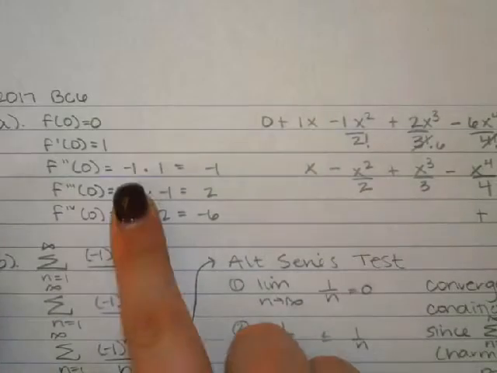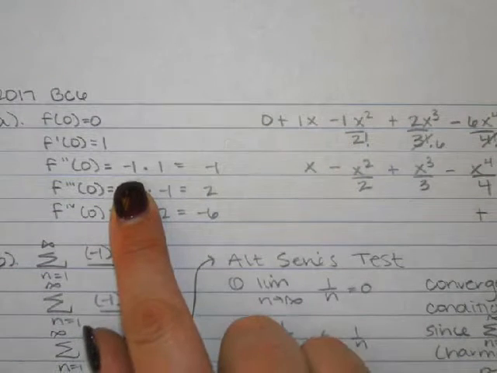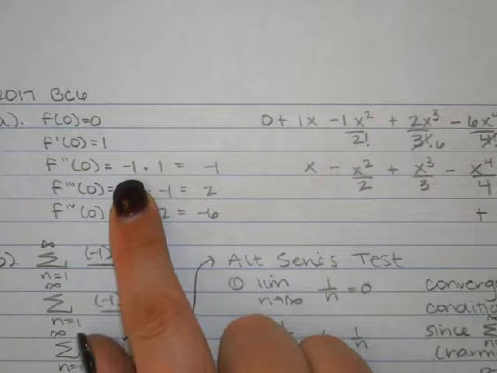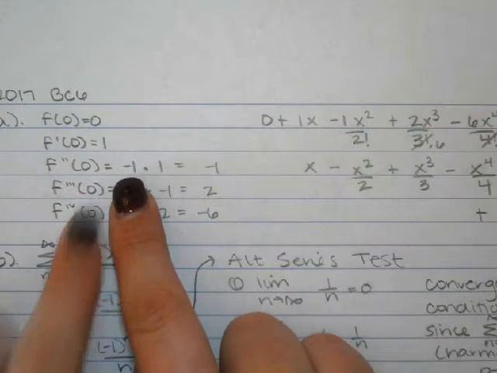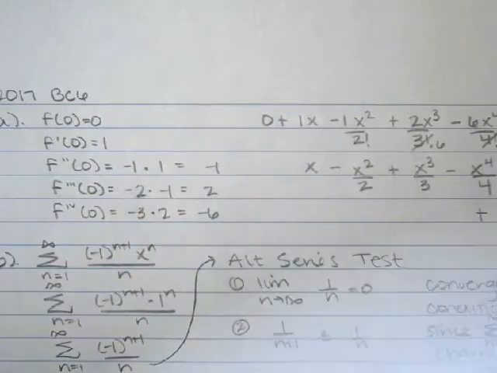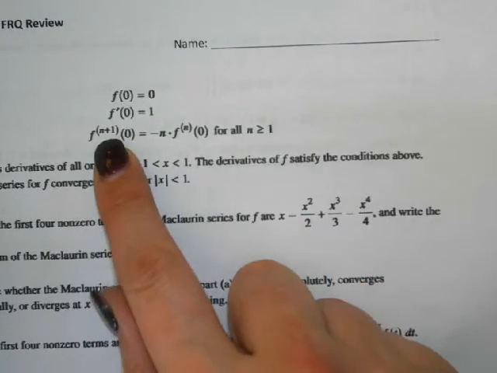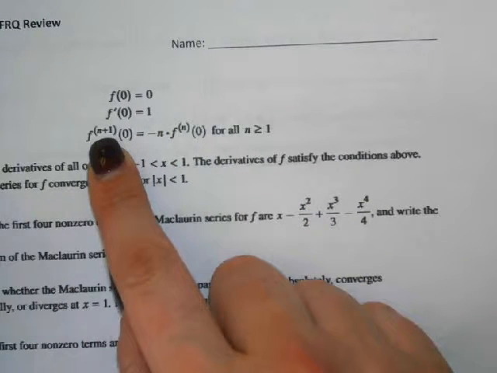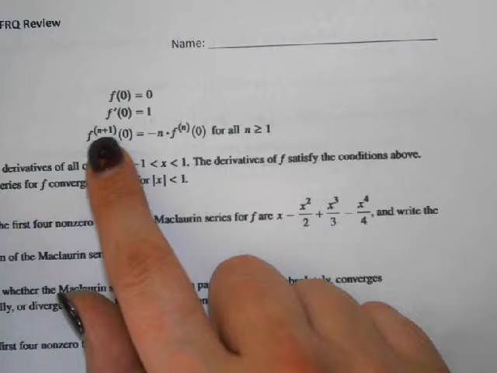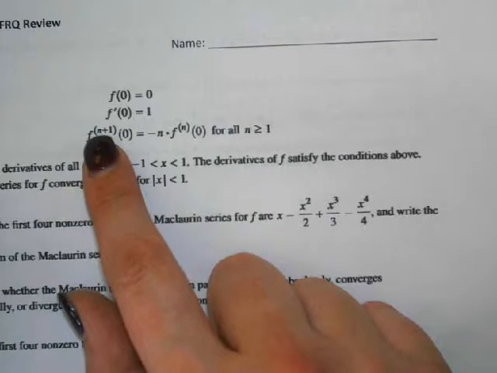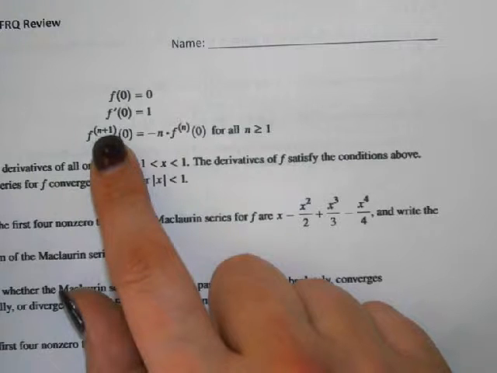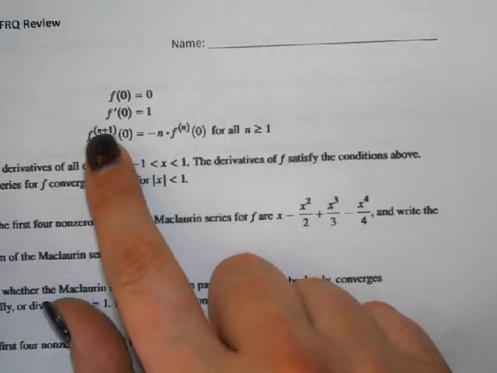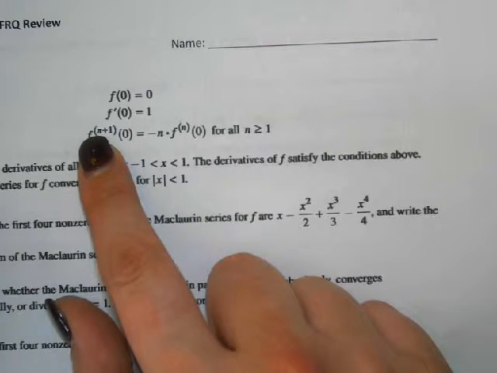For part A, you had to use that little formula to figure out what your other derivatives were. And this, I think, was the hardest part. They gave you the evaluation and the first derivative, so the next thing we're looking for is the second derivative. To find it, we think: something plus 1 equals 2 for the second derivative, which means that our n value is 1.